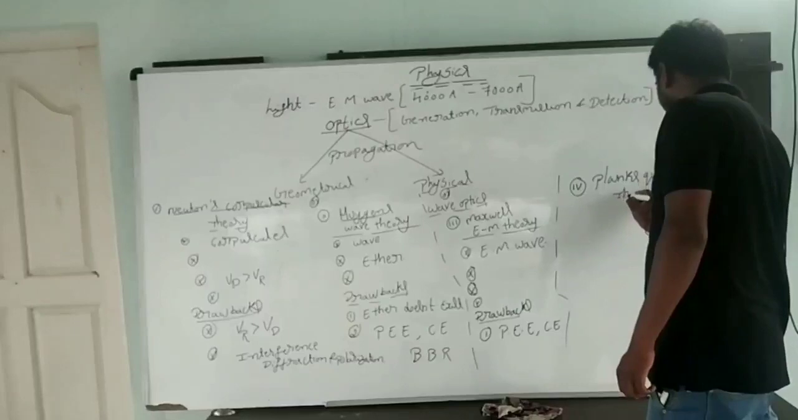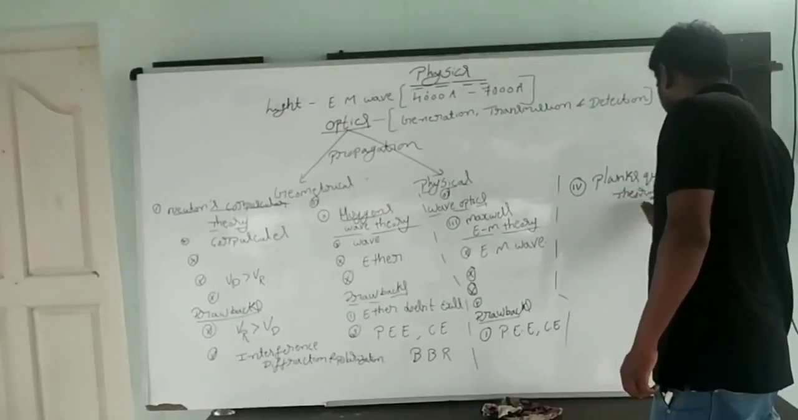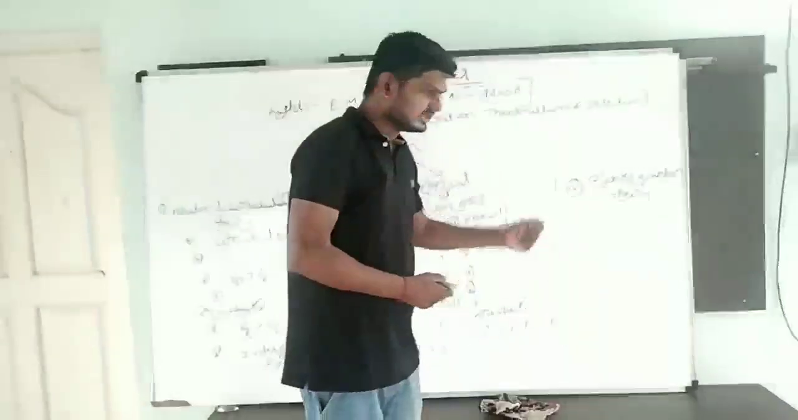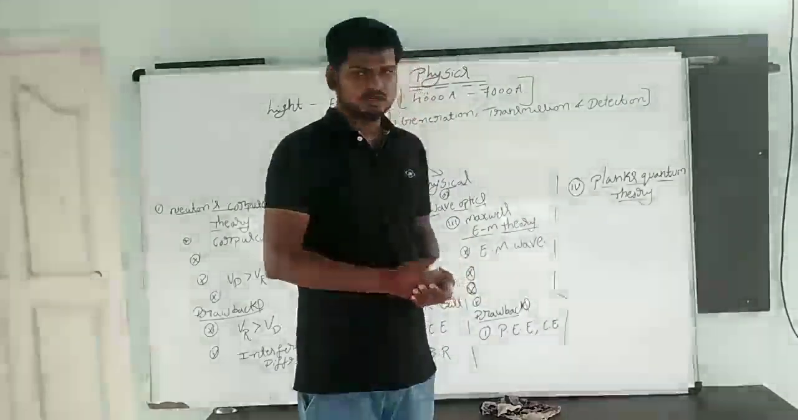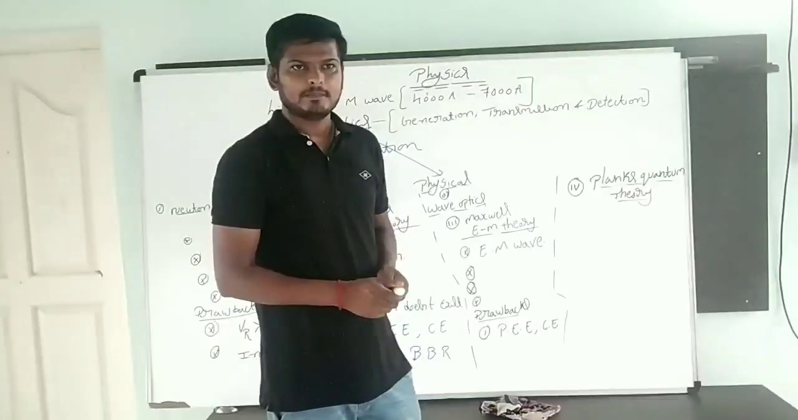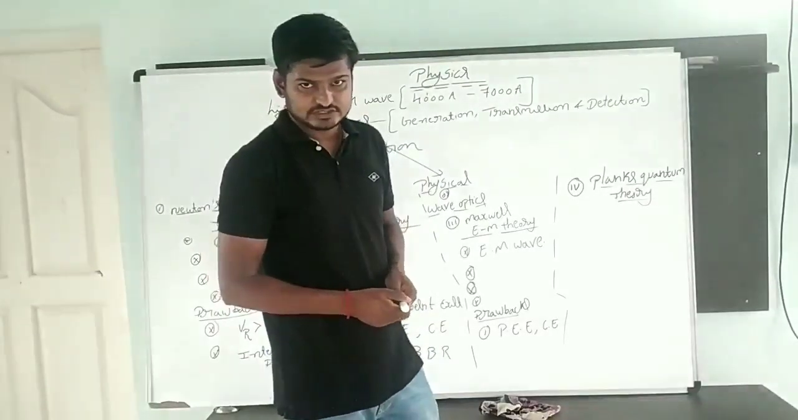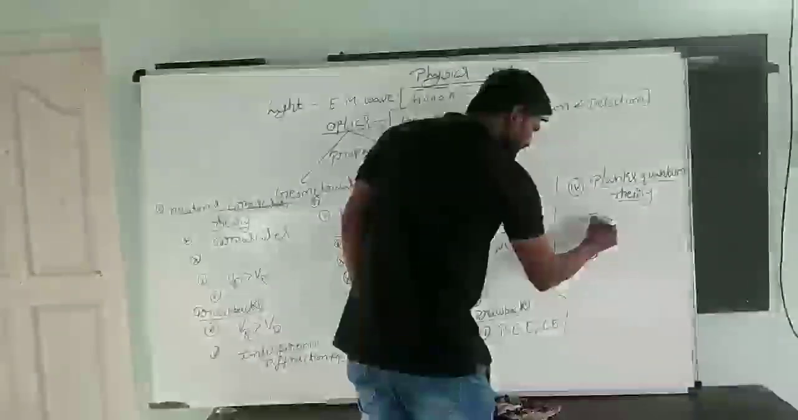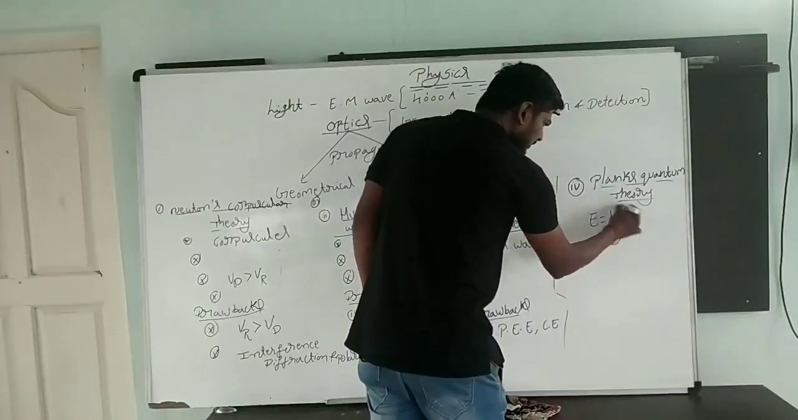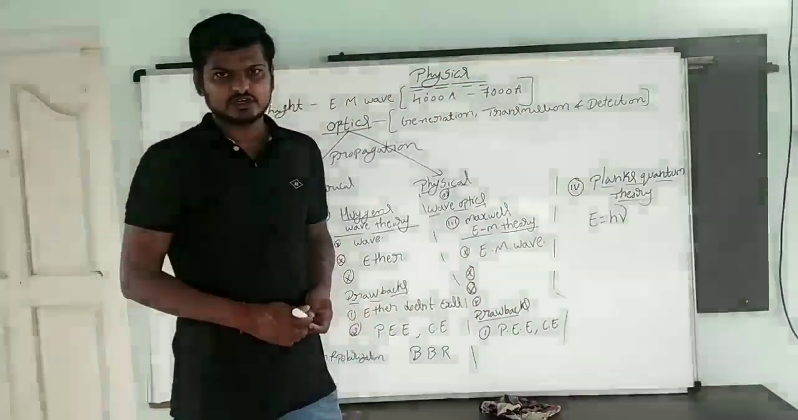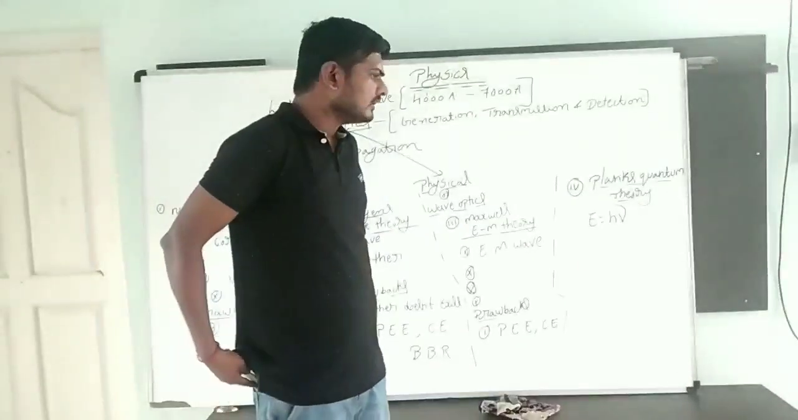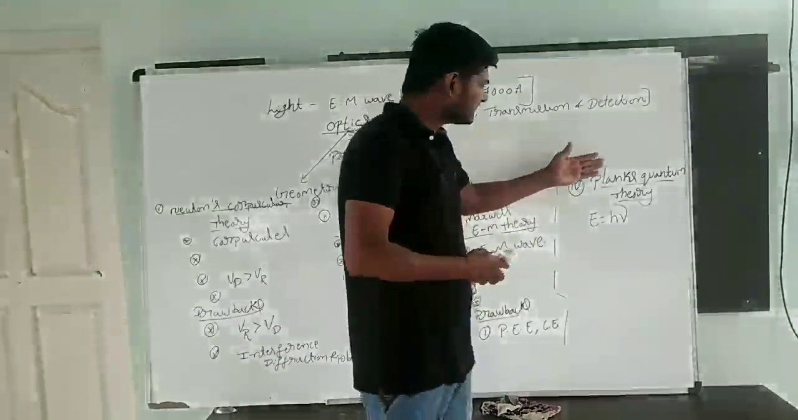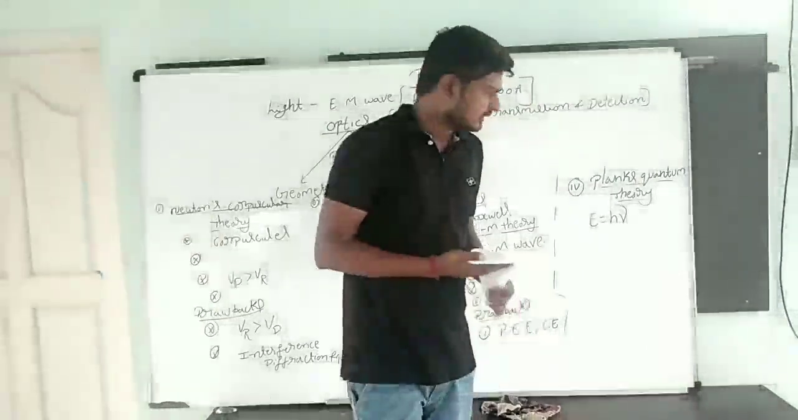Planck's quantum theory. According to this theory, Planck assumed that light consists of packets or bundles of energy. The energy of the light is given by E is equal to h nu. h is Planck's constant and nu is the frequency. Simple one. Light consists of packets or bundles of energy is called Planck's quantum theory.